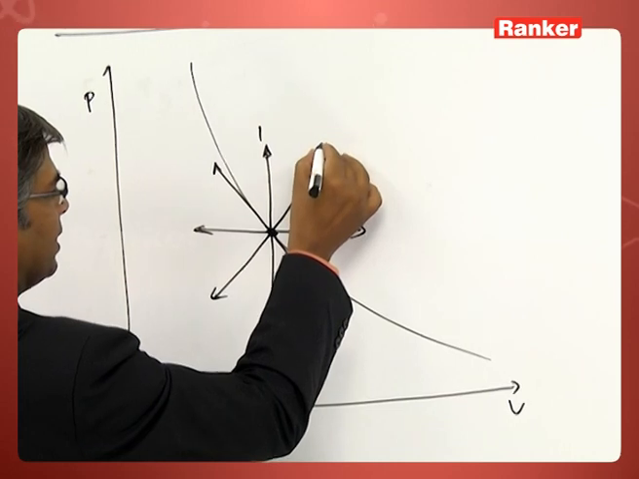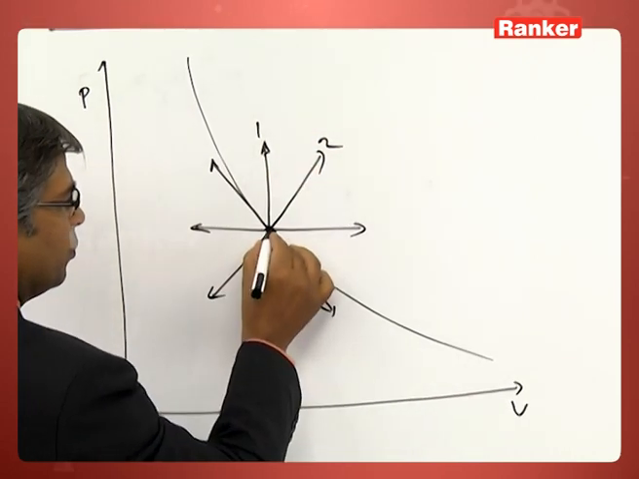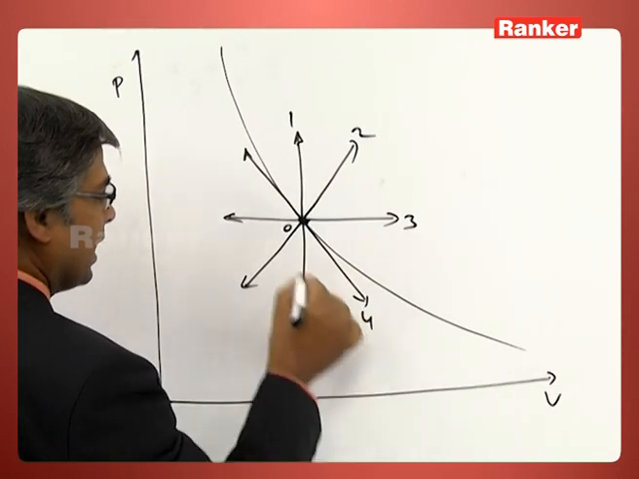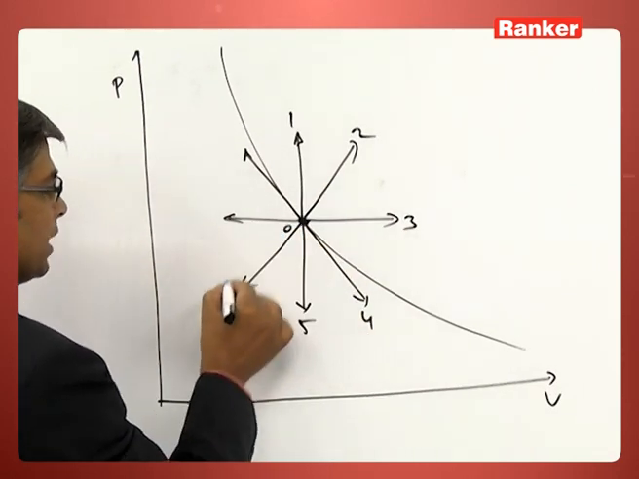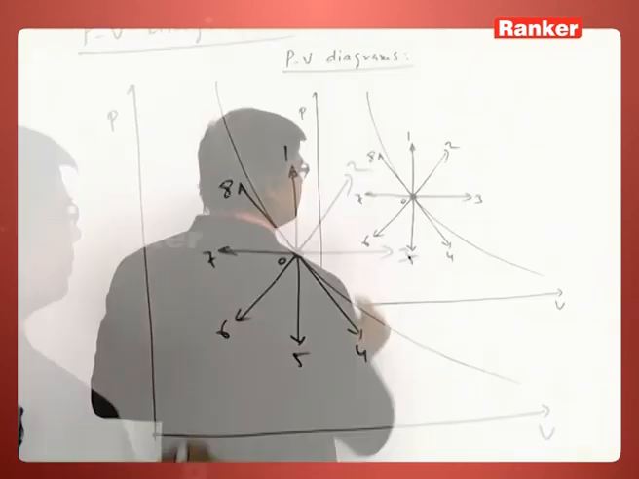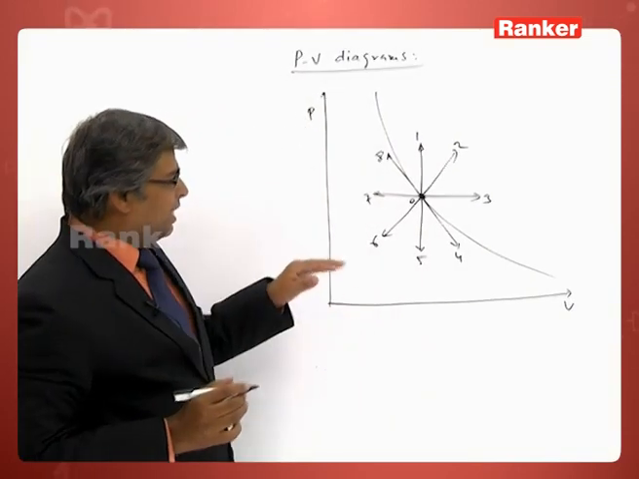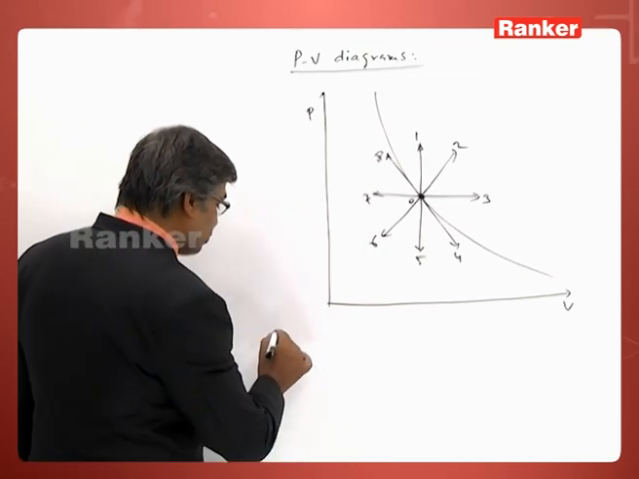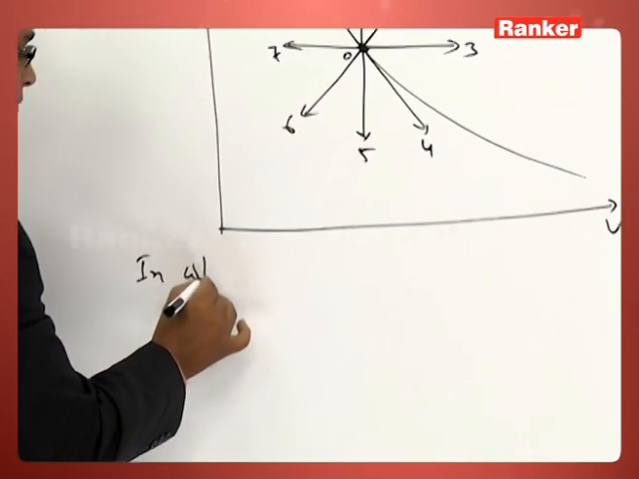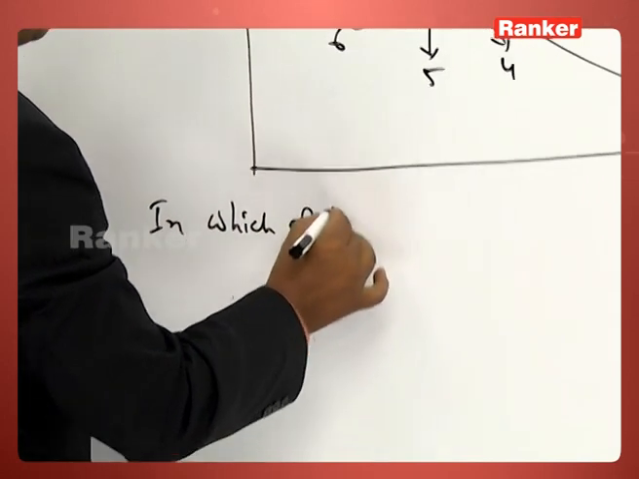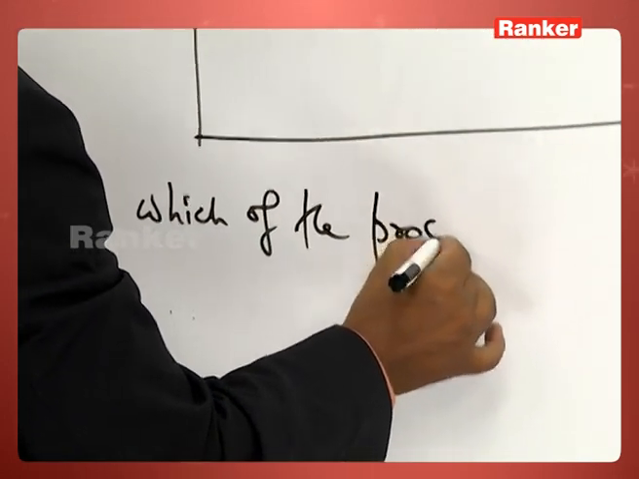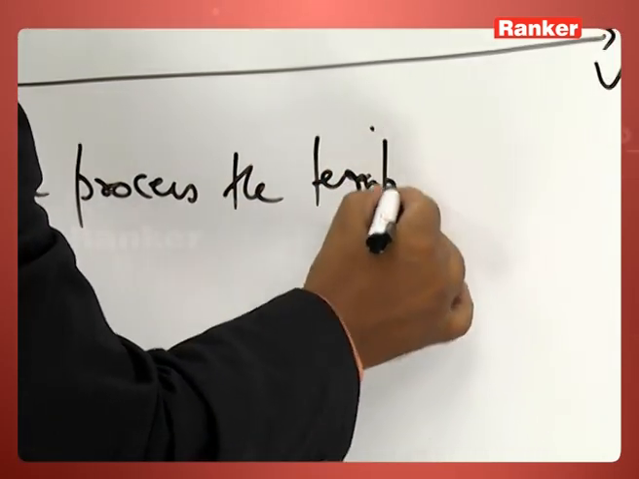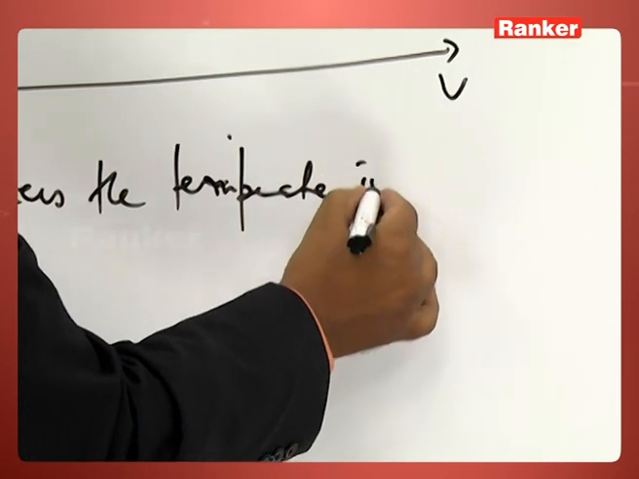So this is process 1. We can go along process 2 from here, then 3, then 4, 5, 6, 7, 8. So in which of the processes is the temperature increasing? So the question is, in which of the processes does the temperature increase?